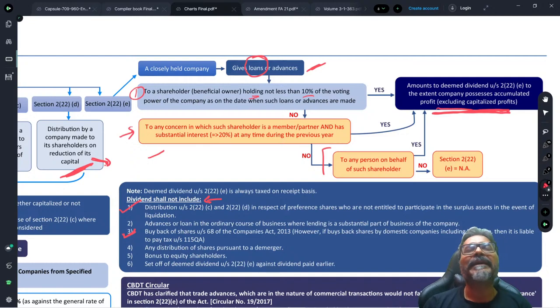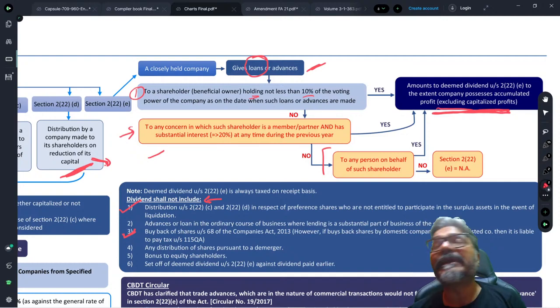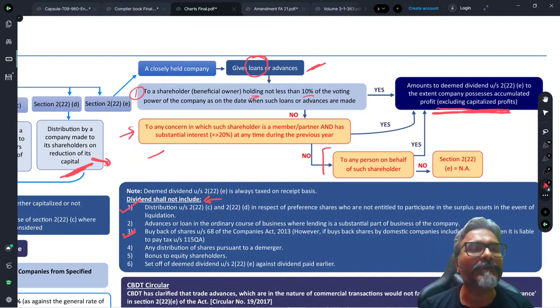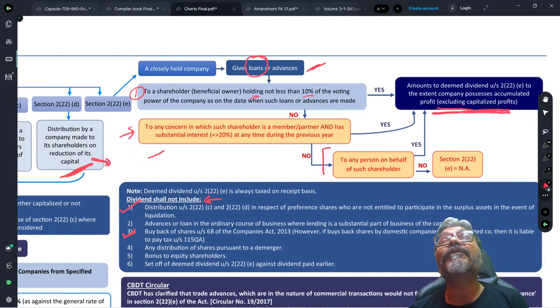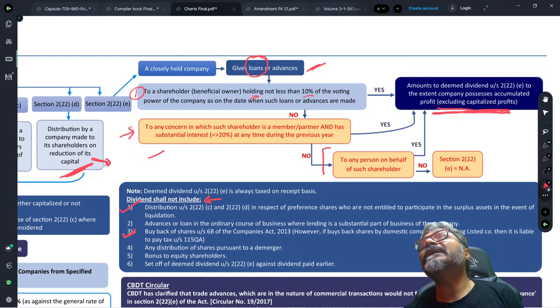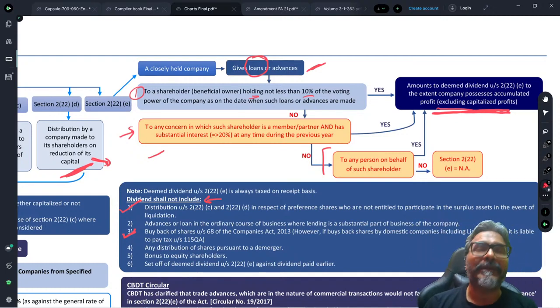It implies this, that supposedly a loan has been given primarily and the shareholder is repaying that loan along with interest. Still, at the time of giving of the loan, deemed dividend of 222E will be applicable. The deemed dividend of 222E will be applicable irrespective of the fact that subsequently this loan amount has been repaid by the shareholder to the company. That is point number one.